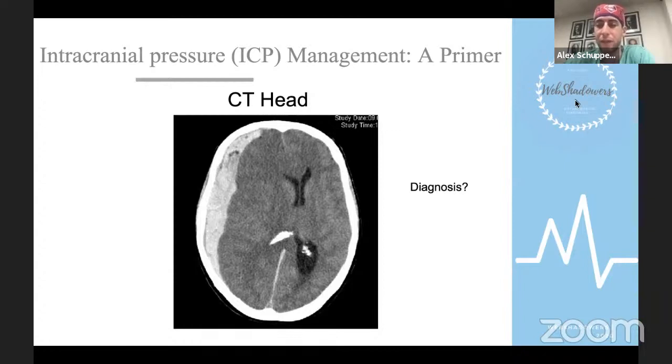Okay, midline deviation or midline shift. That's correct. They have that. The reason is because this is midline, and it's definitely shifted this way. Okay, subdural hematoma. Any other guesses? Everyone think it's subdural?